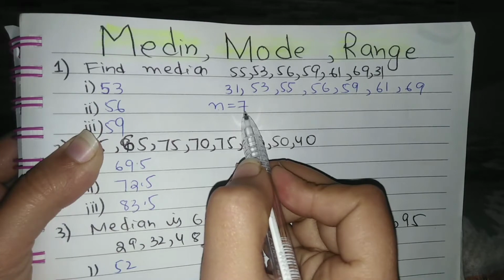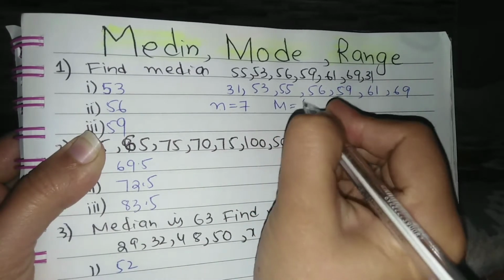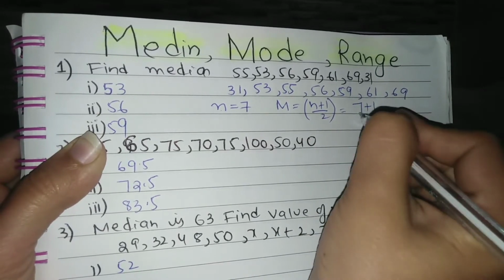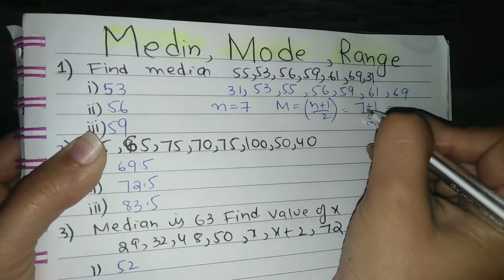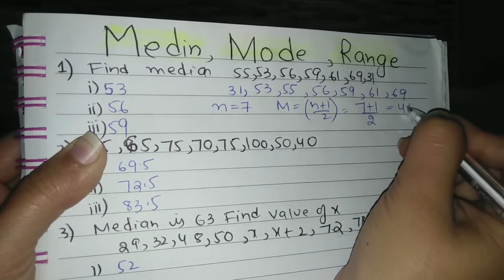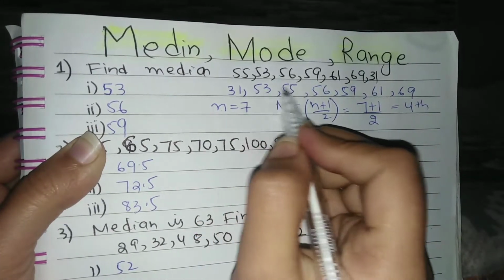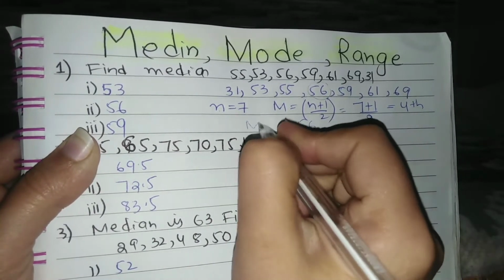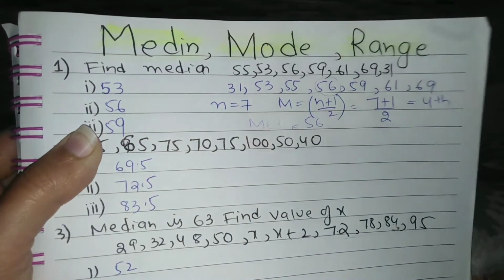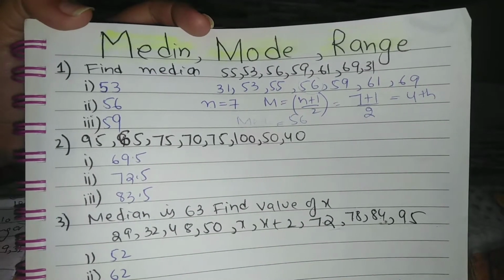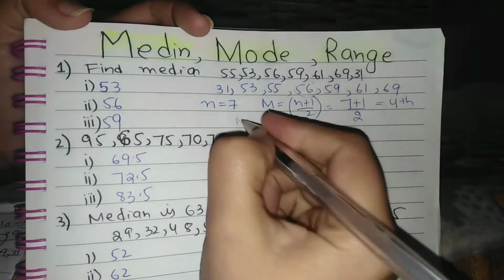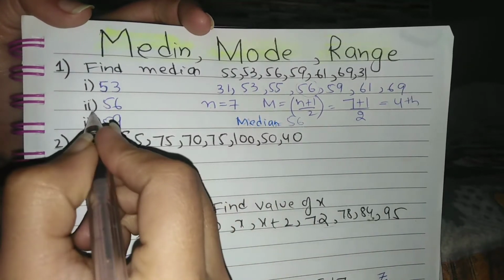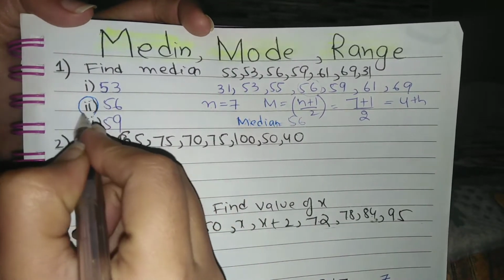As this number is odd, so use the formula for the median: n plus 1 divided by 2. N equal to 7, 7 plus 1 divided by 2. 7 plus 1 is 8, 8 divided by 2, so 4th term is the median. So 1, 2, 3 and 4. 56 is the median of this series. So answer of this question is 56.